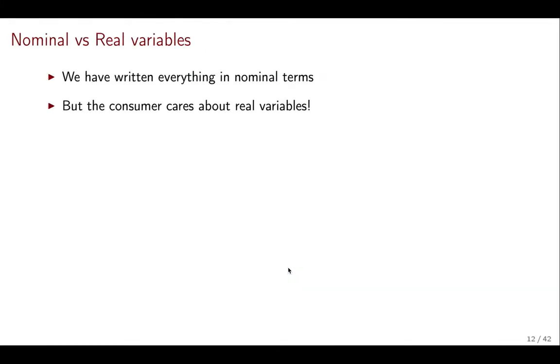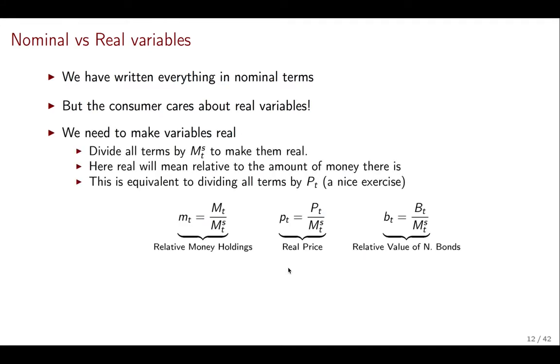Okay, the final thing we need to do, and with this we finish the video, is passing nominal variables to real variables. This is important because the consumer actually cares about real variables. That's the thing that goes into the utility function. So we need to make variables real, and it's going to be convenient for us to divide all terms by the exogenously given money supply. So all nominal terms we're going to get relative to the money supply.